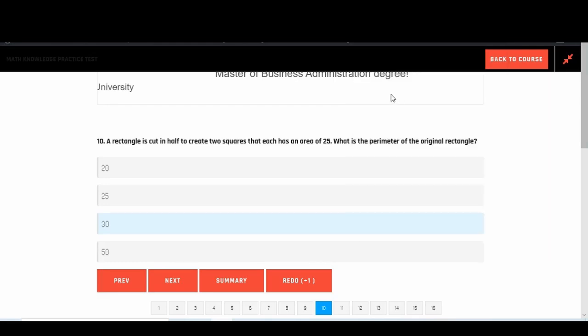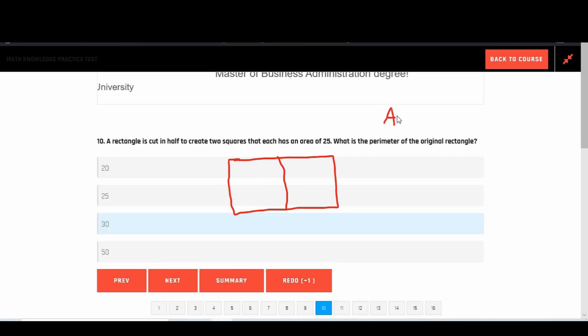And I think there's going to be another one of those coming up soon. Number 10 says a rectangle is cut in half to create two squares that each has an area of 25. What is the perimeter of the original rectangle? So we got some rectangle that looks like this. It's cut in half to make two squares, each of which has an area of 25.